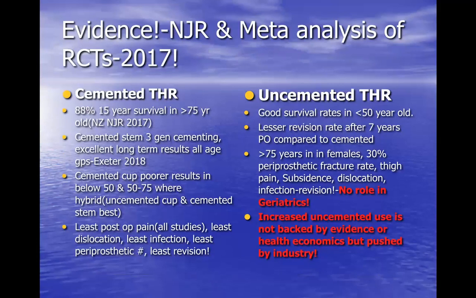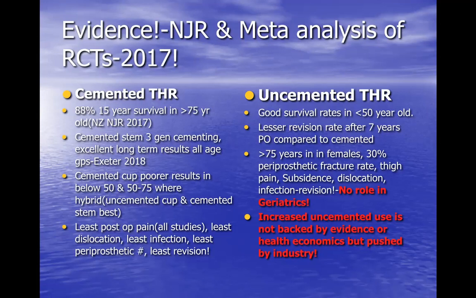If you look at the meta-analysis of all the orthopaedic registries in 2017, cemented total hip replacement lasted 88% at 15 years survival in those above 75 years old. This is the New Zealand registry 2017. Cemented stem, third generation cementing, has excellent long-term results in all age groups, well proved in papers from Exeter 2018. Cemented cup has poor results in below 50 and 50 to 75 years, where you can use a hybrid system, an uncemented cup and a cemented stem.